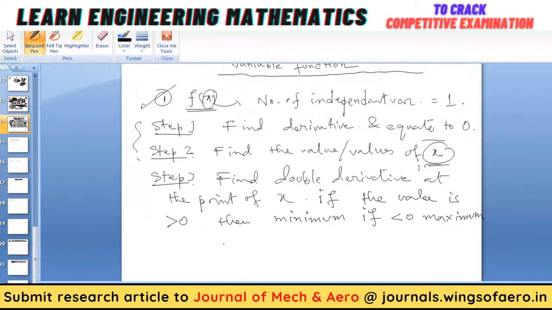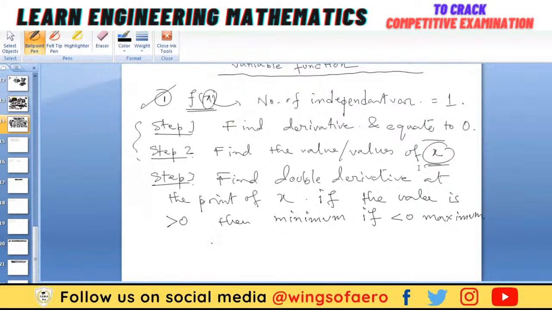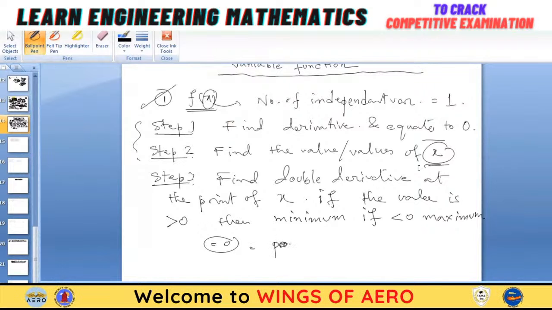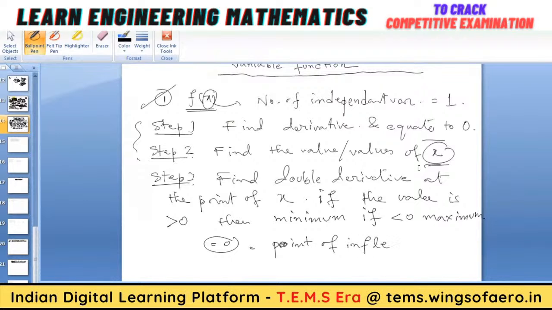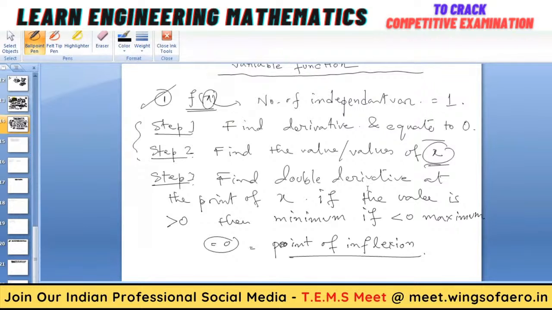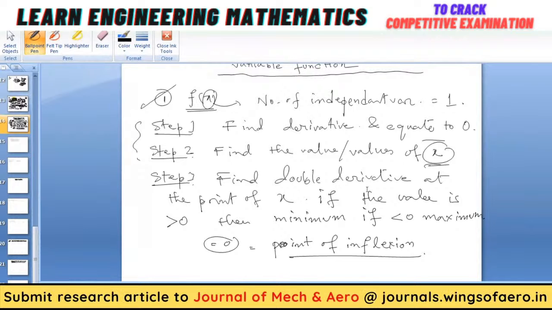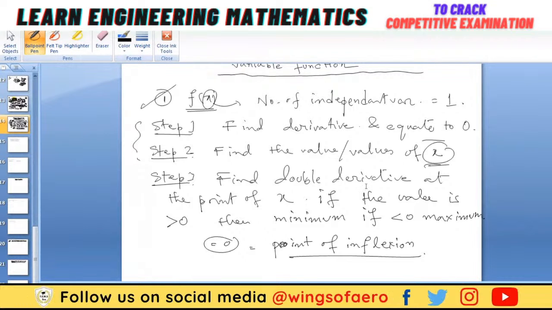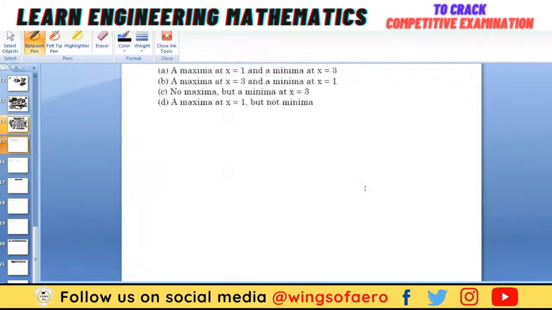Remember, if the value of the second derivative is equal to 0, then it is called a point of inflection. So second derivative greater than 0, minimum value. Second derivative less than 0, maximum value. Second derivative equal to 0, it is called point of inflection. We cannot make any decision at that point. Okay. So simply now tell me the answer of this question.